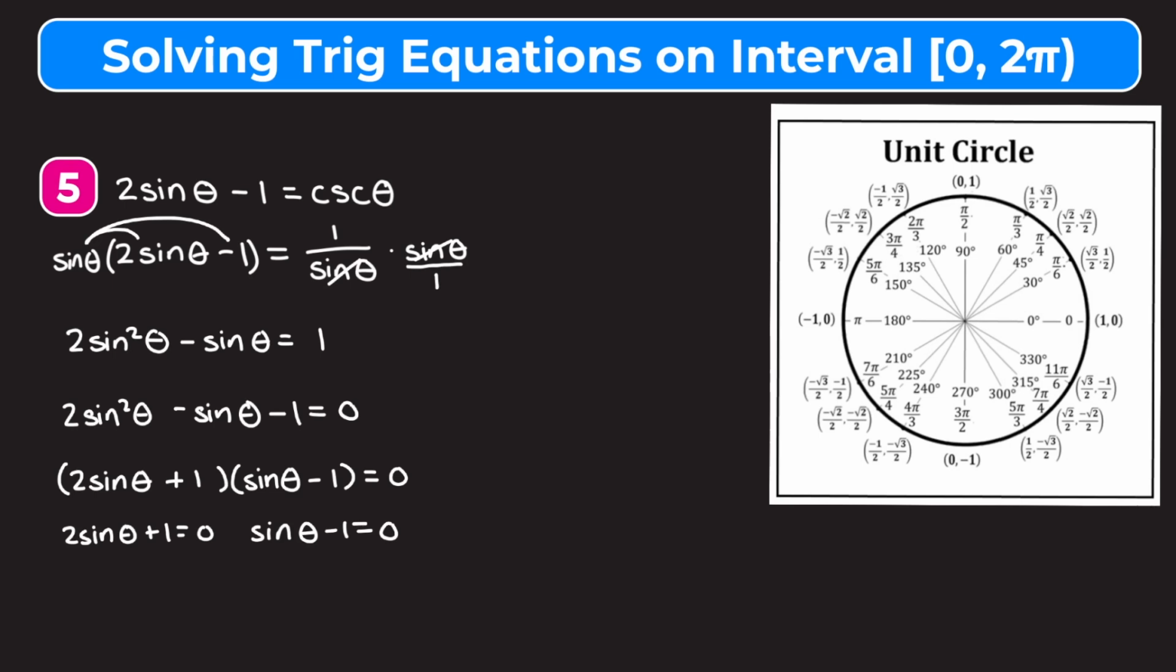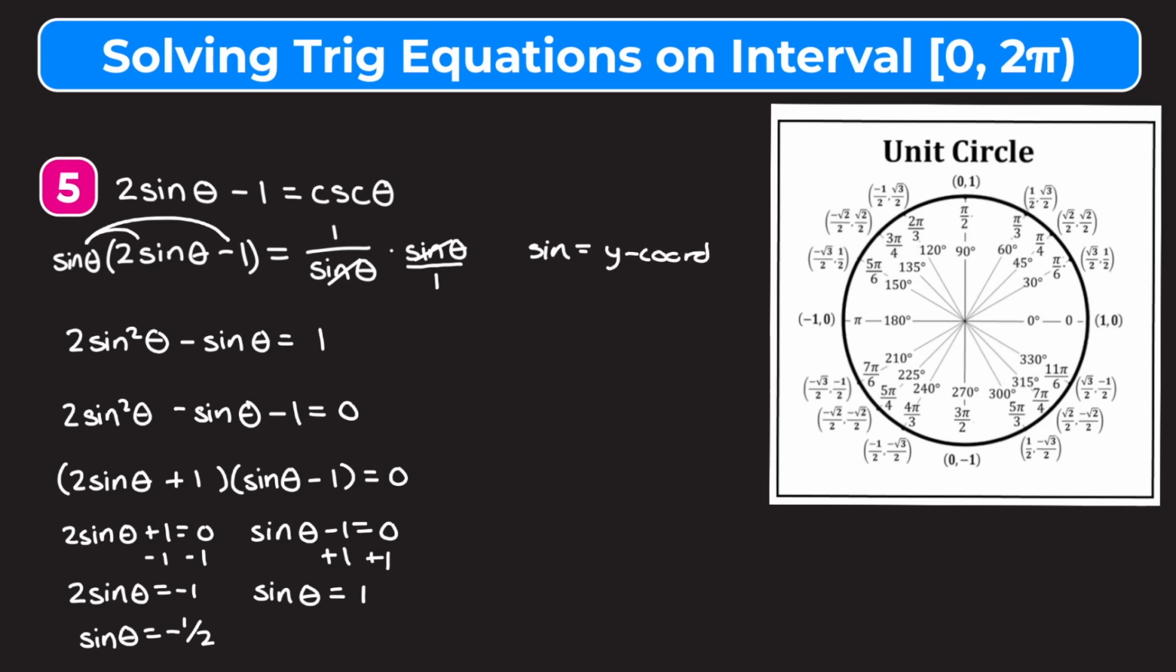So if we solve our left equation, subtract 1 from both sides first to get 2 sine theta equals -1. Divide both sides by 2 to get sine theta is -1/2. And for the right equation, we're going to add 1 to both sides to get that sine theta can also equal +1. And now remember that on our unit circle, sine is equal to the y-coordinate.